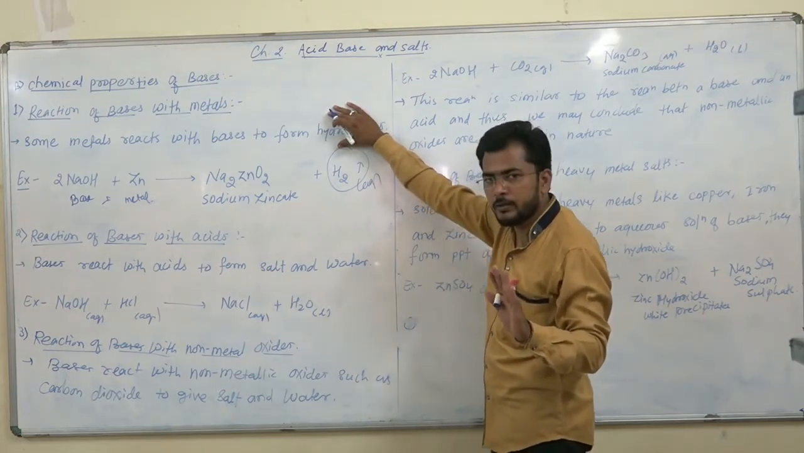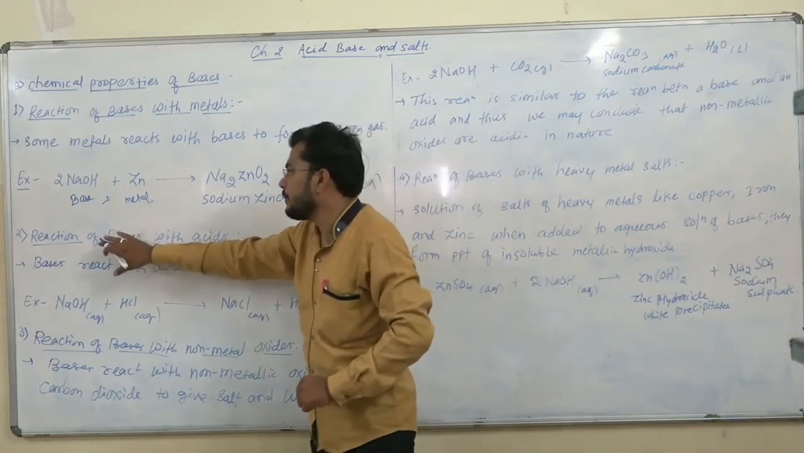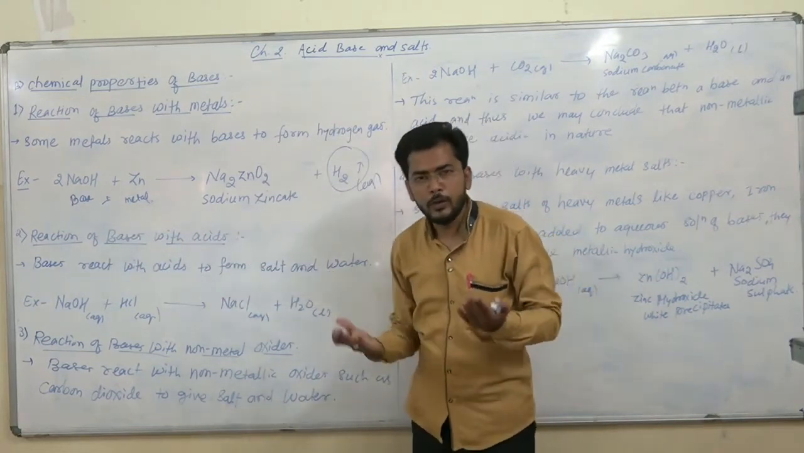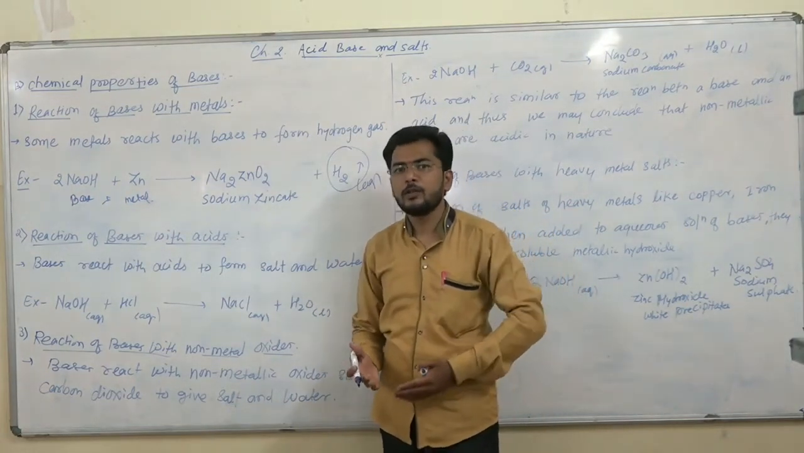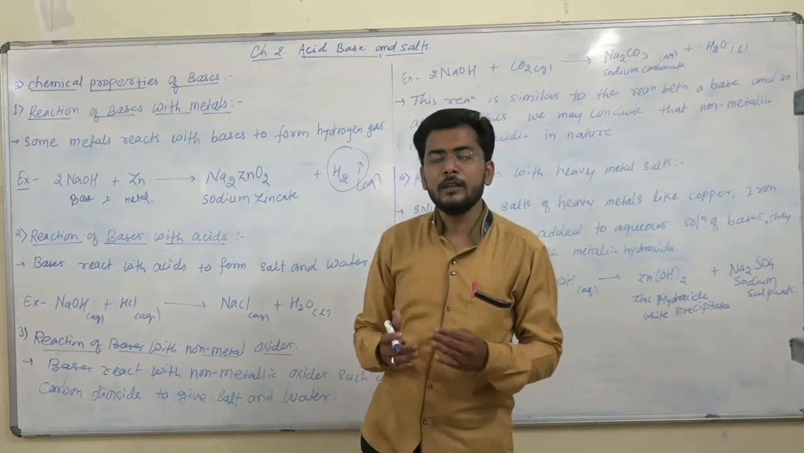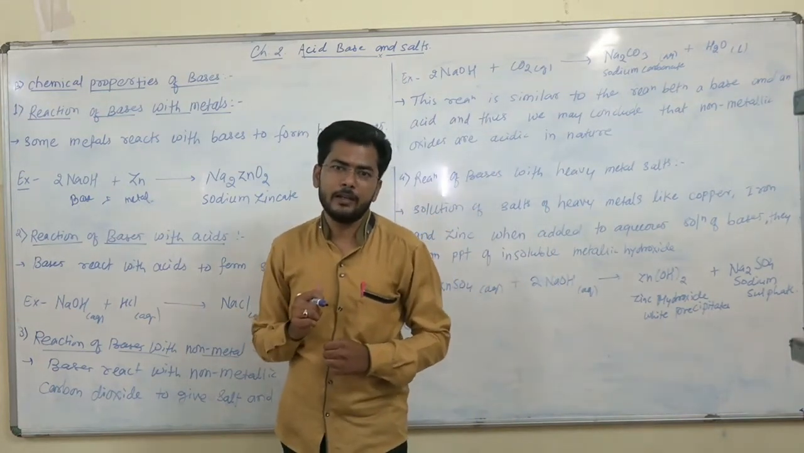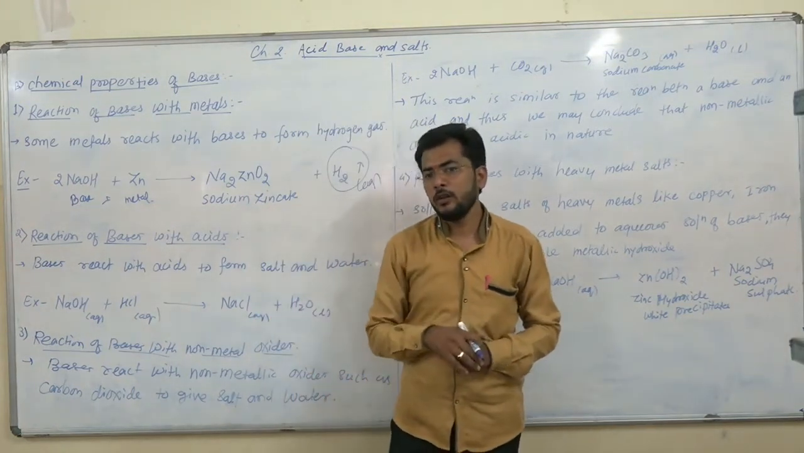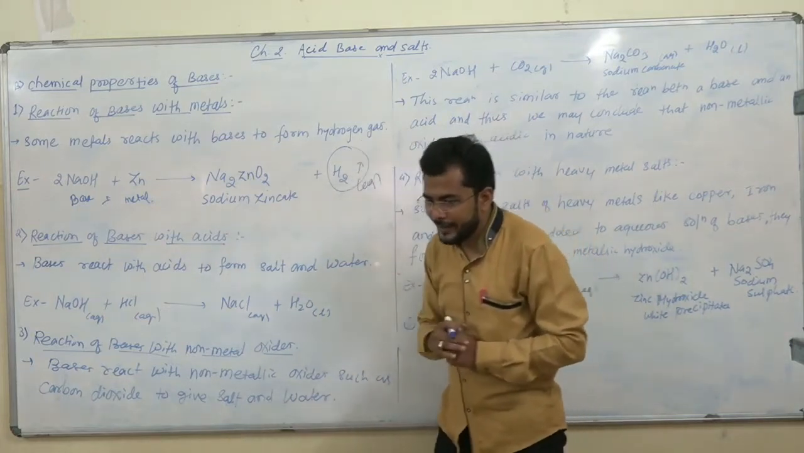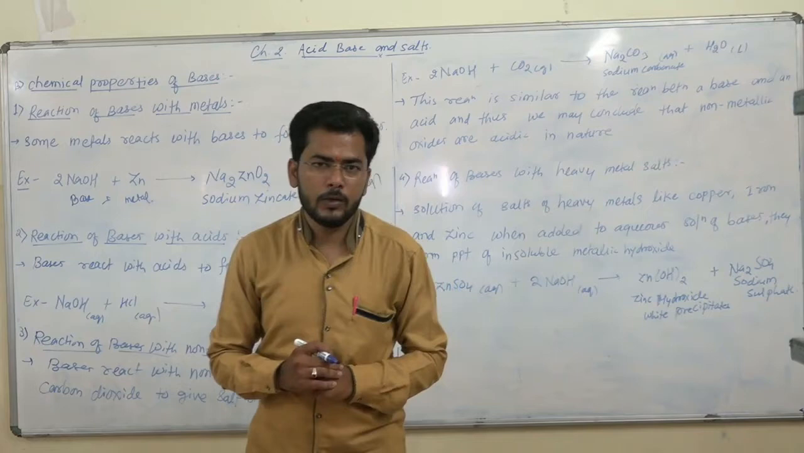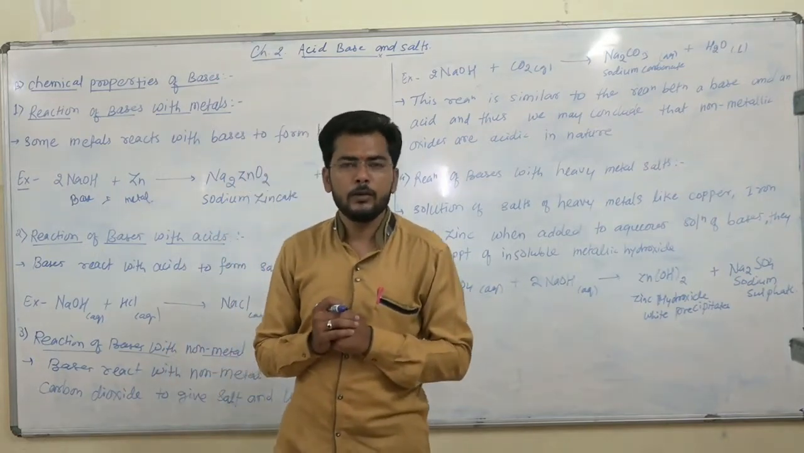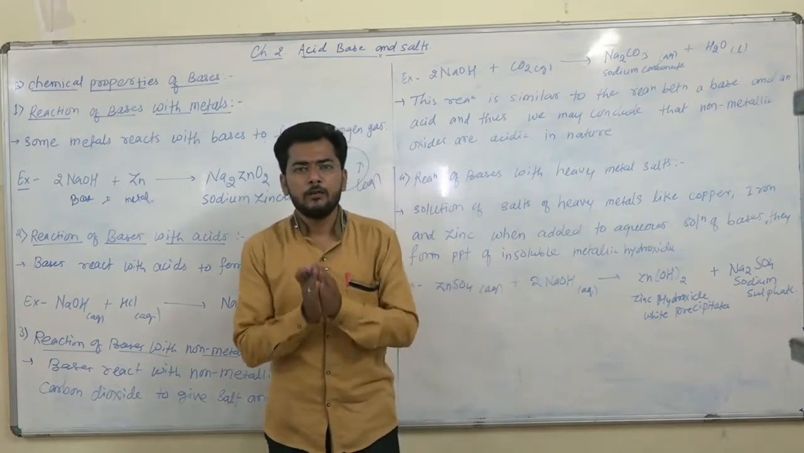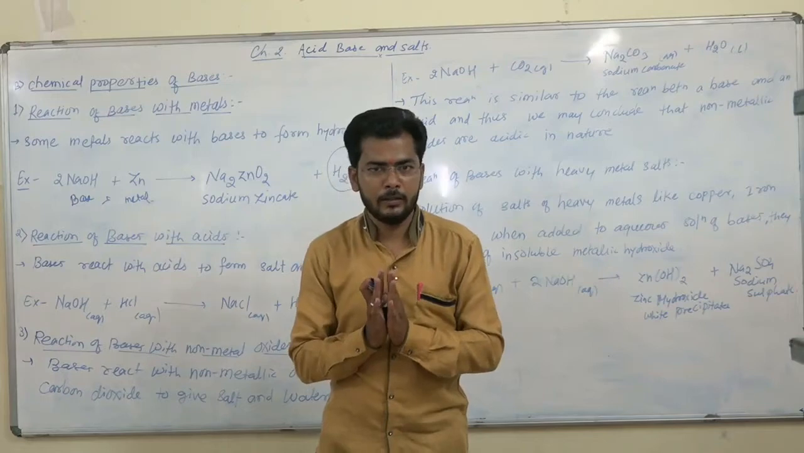Clear? Now, the second chemical property of bases: when bases react with acids. We know that already because we saw it in the reaction of acid and base. It is called a neutralization reaction, and in that reaction we get the products salt plus water. So we know very well, whenever an acid reacts with a base, it forms salt plus water. Same reaction.